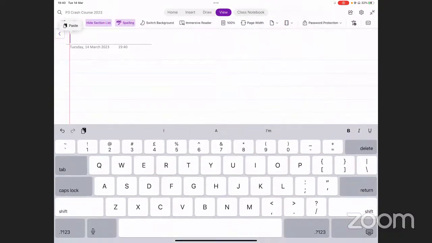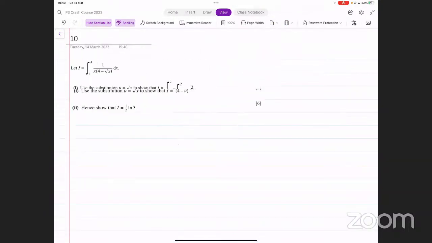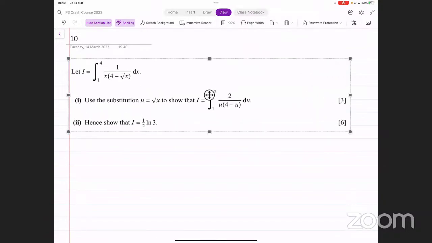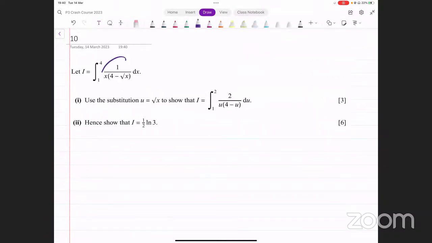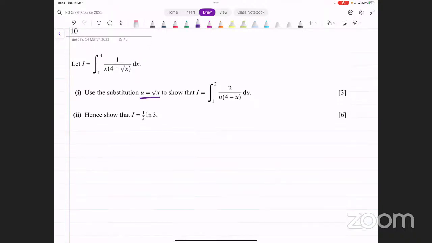This is question number 10 from the worksheet. Let's have a look at this and see what we do with those limits. So we have I equal to the integral of 1 over x into 4 minus square root of x. That's the integral that we have to evaluate. And it says use this substitution to show that I can be written like this. Now notice here, the limits were from 1 to 4 earlier, and now they've become 1 to 2. Now let's see how that is going to work.